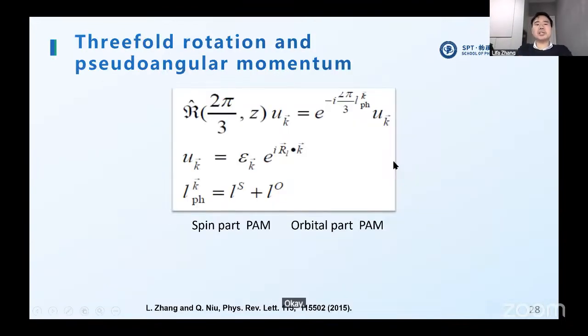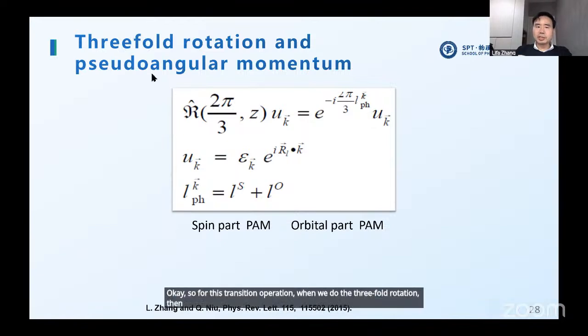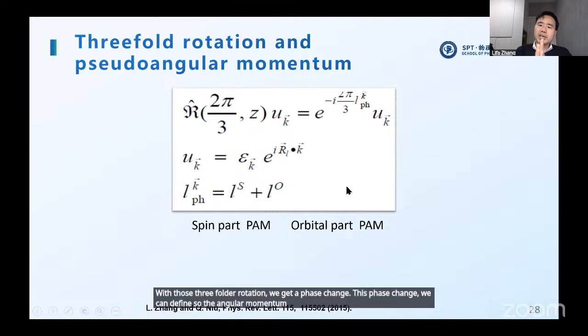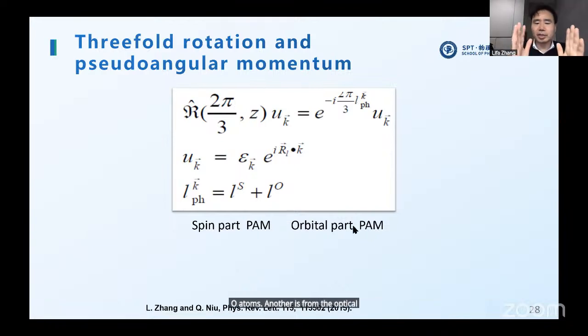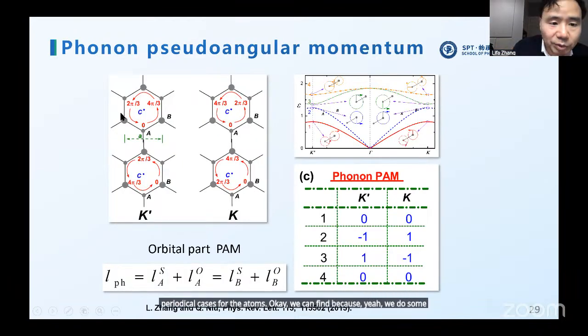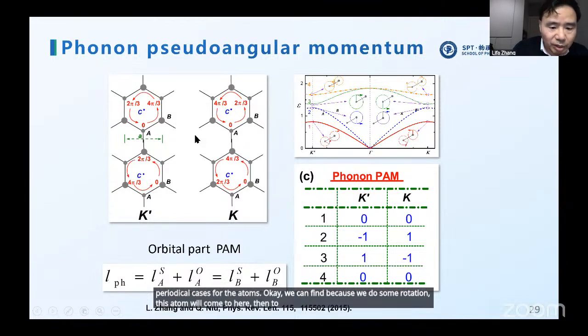For this circular polarization, when we do the threefold rotation, we get a phase change, and from this phase change we can define a pseudo angular momentum. The phase change comes from two parts. One is from the spin, the self-rotation of atoms. The other is the orbital part, because of the periodicity of the atoms. When we do some rotation, this atom will come to here, then to here. So we get the orbital part of the angular momentum.